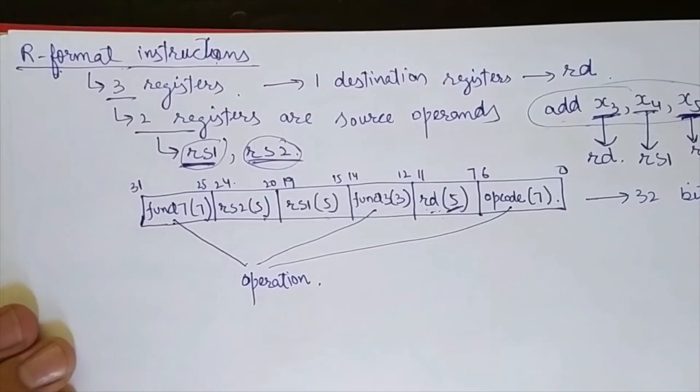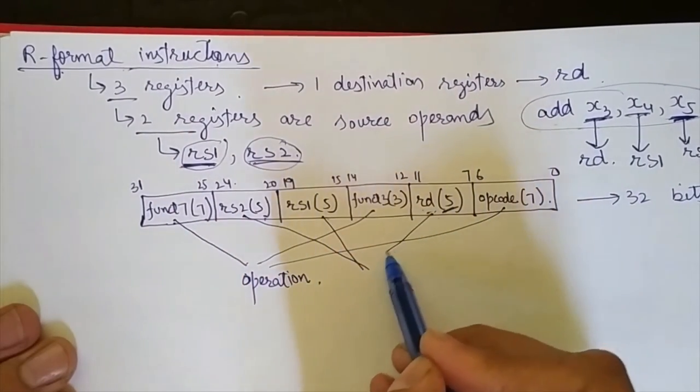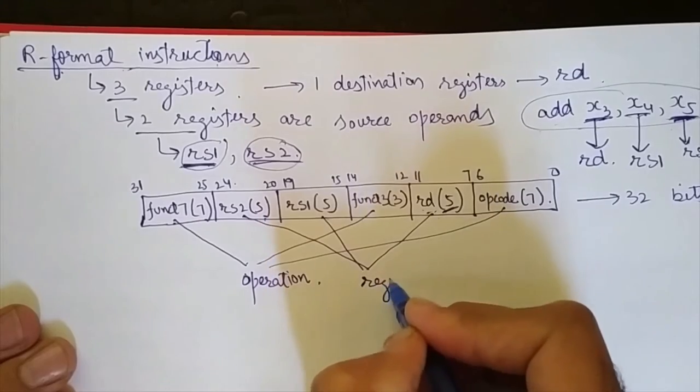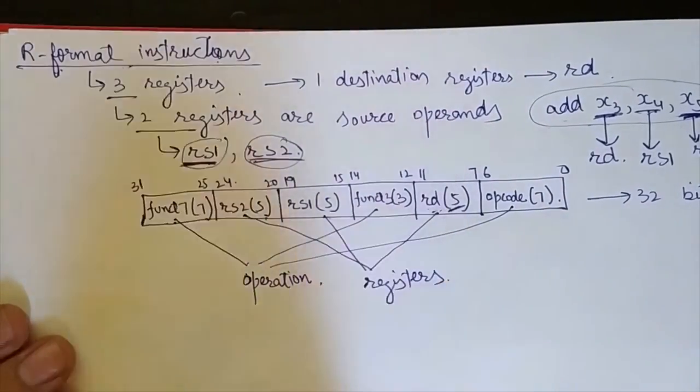Okay, what is the type of operation? And RS2, RS1, and RD, these are our registers. Or we can say these are our operands, source operand and destination operand.